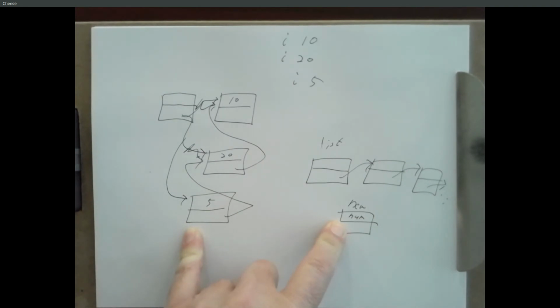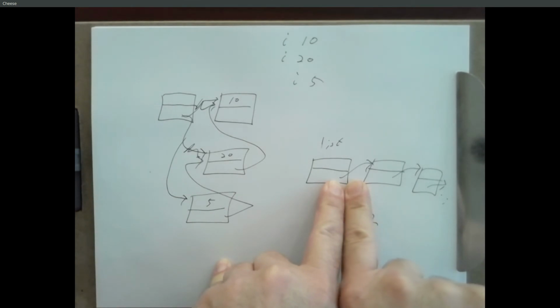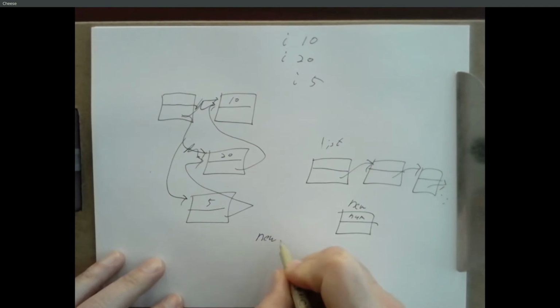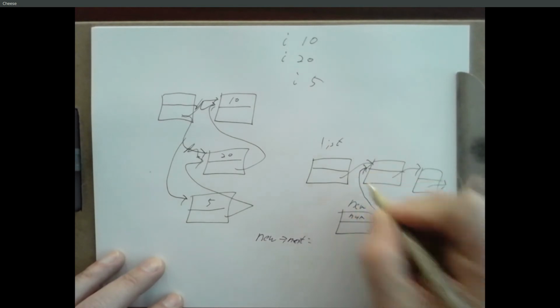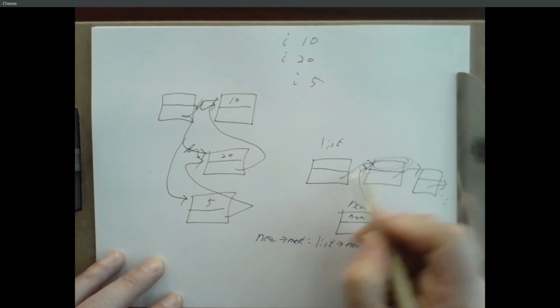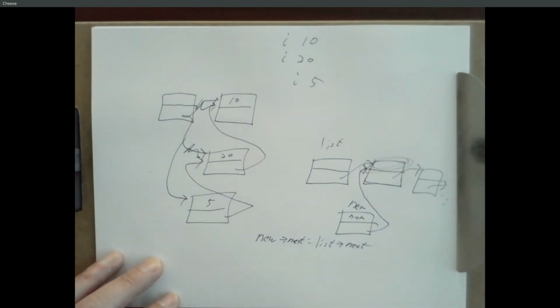What else do we need to do to actually put this thing into the list right here in the beginning? Okay, so new next. We want it to point here, right? So how do we find out what this address is? It's just list next. We know that list is pointing to this current first node, so we change our new node to point to that current first node. That sets up this link.